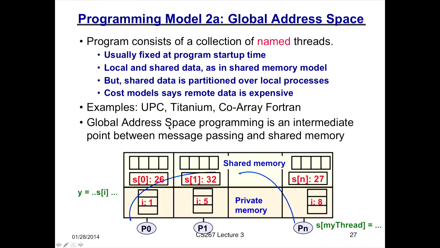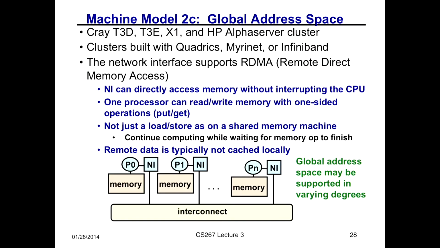So the question is, how does this map to the hardware? It turns out you can run it on the same kind of hardware that people have been using before, because you can program the network interface card to do this job for you of recognizing when you're referring to S1, which has to go over here to processor 1, as opposed to S0, where you can just go grab it because you own it.